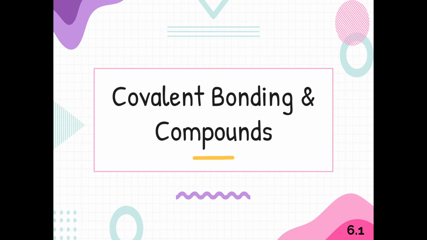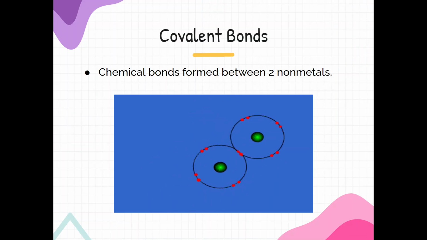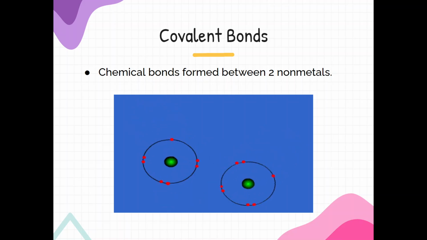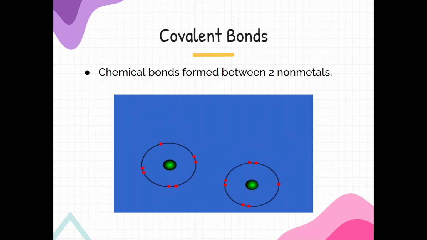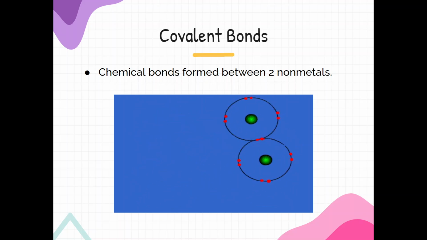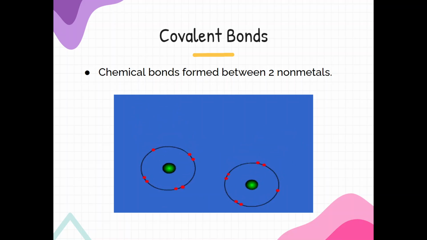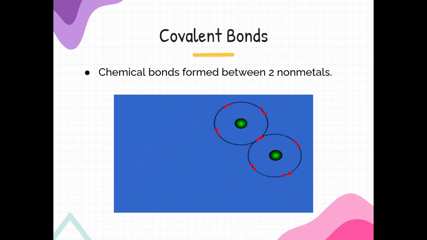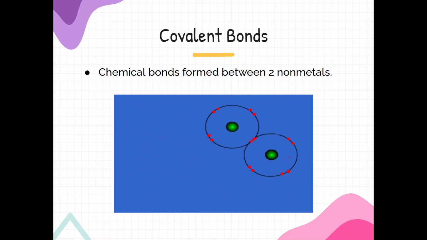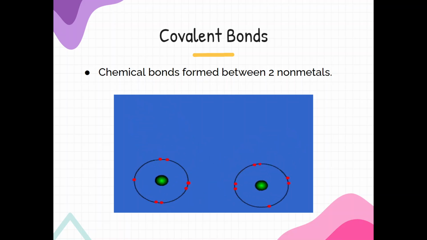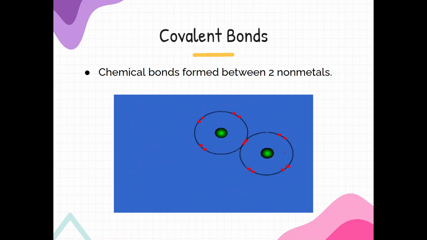In this video, we are going to talk about covalent bonding and covalent compounds. Earlier this week, we talked about ionic bonding, which always occurs between a metal and a nonmetal via a transfer of electrons. We also talked about metallic bonding, which always occurs between metals, and now covalent bonding, which always occurs between two nonmetals.